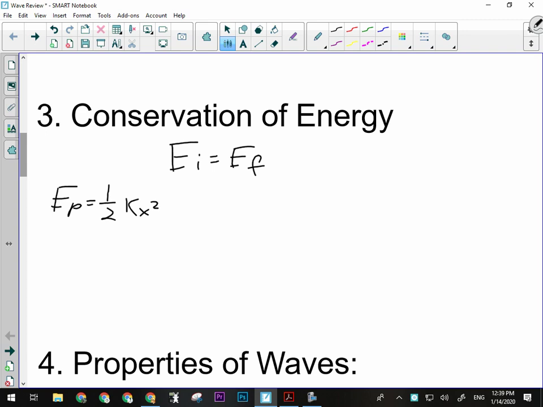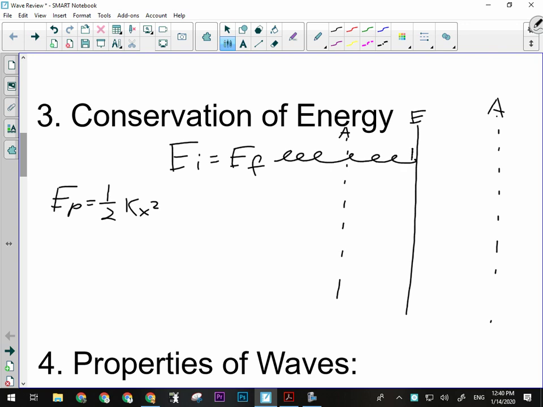The other things we have to remember: this is our equilibrium position. These two dotted lines represent our maximum amplitude. At the equilibrium position, if we have a mass on a spring, what kind of energy does the object have there? Kinetic only. Because it's moving at its maximum speed, but it's also not at all stretched or not at all compressed. Therefore, it can exert no force. Therefore, it has no potential energy.